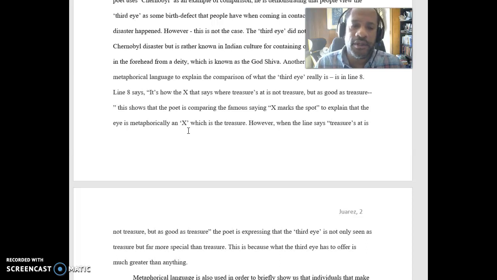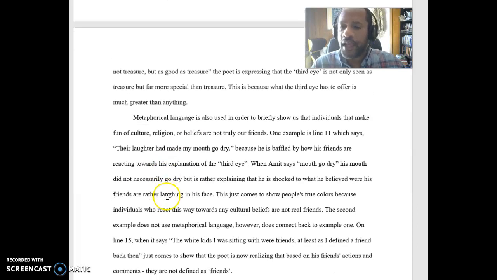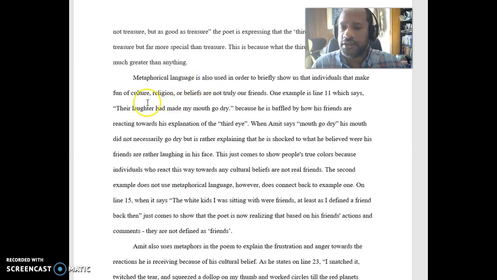Again, this example is going to be in your folder, so you can look at that and think about how that works. And then we go on to do that. You can see down here they talk about "my mouth, their laughter made my mouth go dry," comma, right? Because he is baffled when he says mouth go dry. His mouth does not necessarily go dry, not literally, but it's a metaphor explaining that he's shocked.